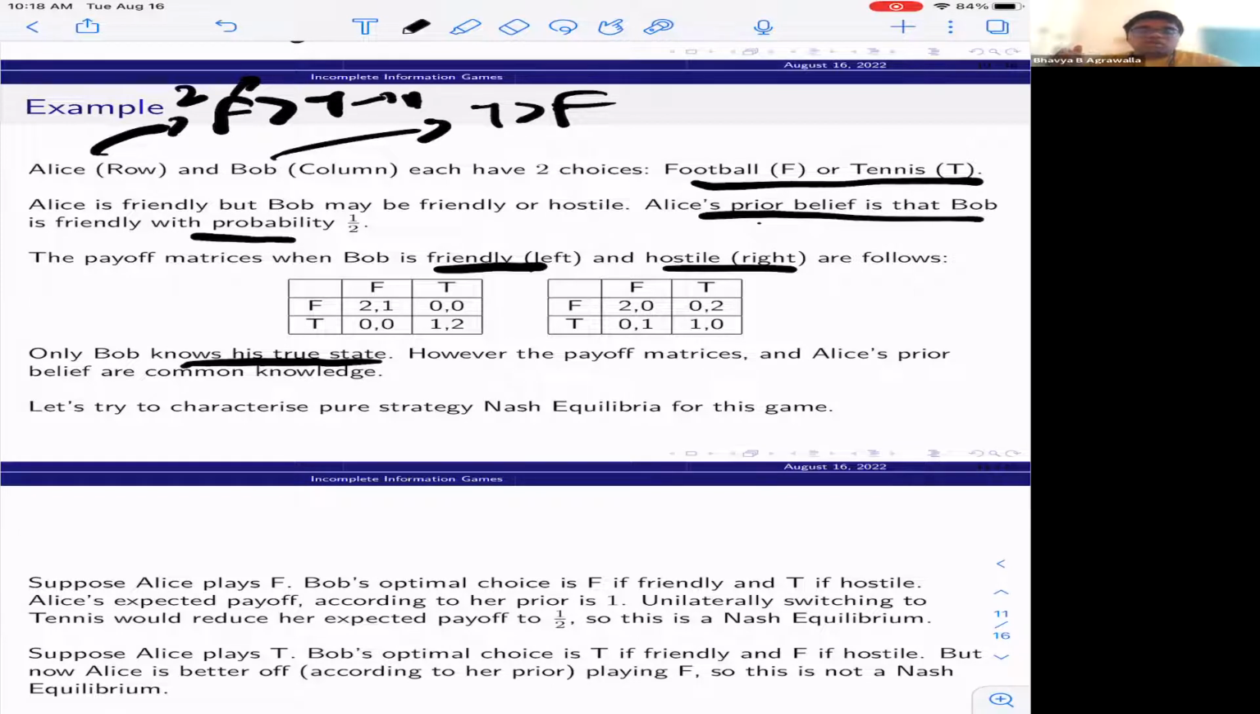But these payoff matrices, what happens if Bob is friendly and what happens if Bob is hostile, and the fact that Alice has this 50-50% belief, these things are common knowledge. So even Bob knows that Alice has this 50-50% belief that he is friendly or hostile, and these are the payoff matrices, and so on. So let's see if there are any pure strategy Nash equilibria for this game, right? So is the setup clear?